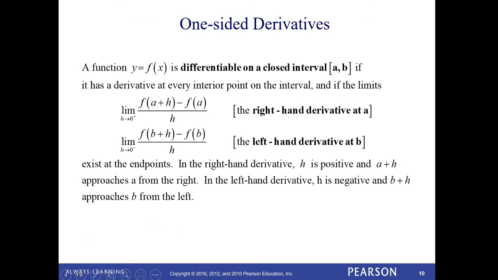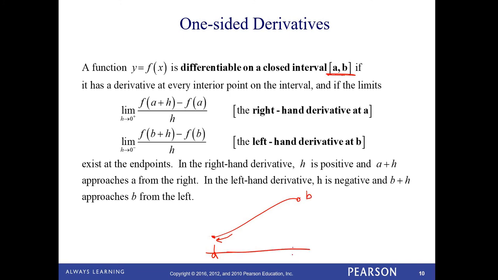All right, one-sided derivatives, like one-sided limits. The function y equals f of x is differentiable on a closed interval a to b if it has a derivative at every interior point, calculated the way we talked about at the beginning of the video, and if the limits at the end points exist. So a is the left end point of this. So there's my a. So if I am approaching, as h is getting smaller and smaller from the right, if I can find a limit at a, that's called the right-hand derivative.